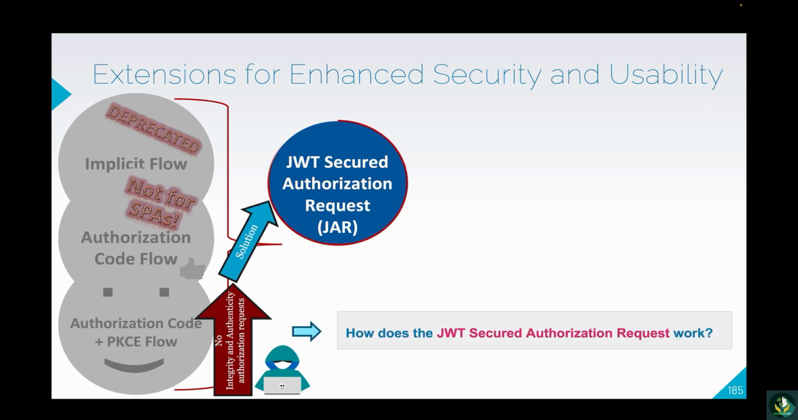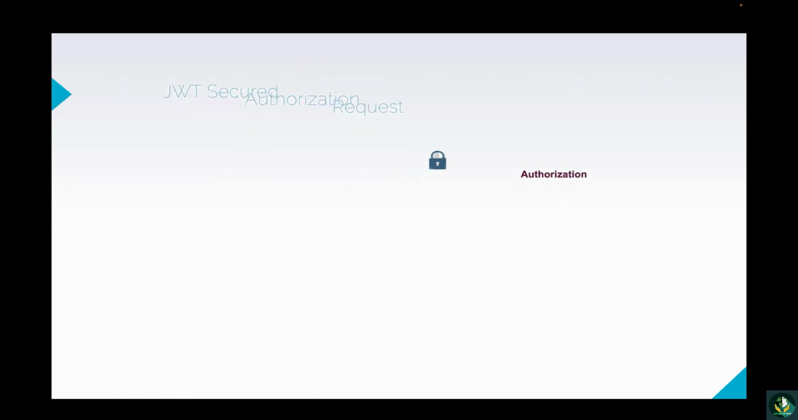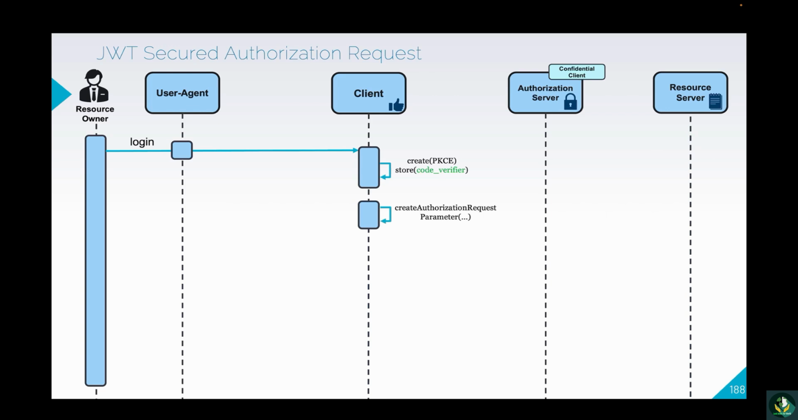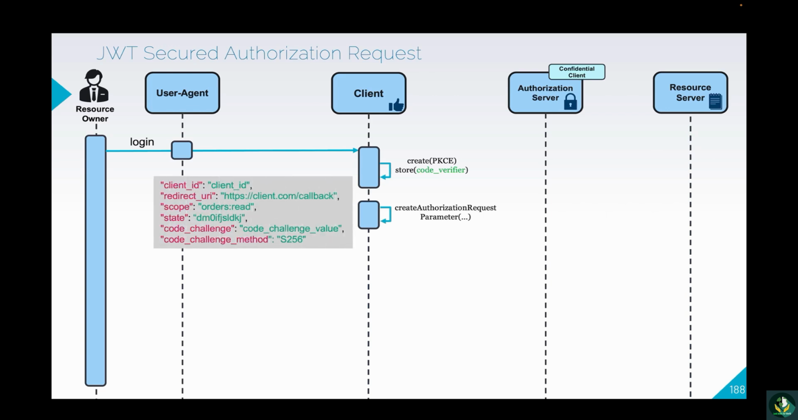Let's take a look at how JAR works within the PKCE flow. We are still working with the same OAuth 2 roles. As usual, the resource owner initiates the flow by wanting to log in. The client first generates a PKCE proof key for code exchange and stores the code verifier securely. Next, the client creates the authorization request parameters that are typically sent as query parameters in the URL, such as client ID, redirect URI, scope, state, code challenge, and code challenge method.